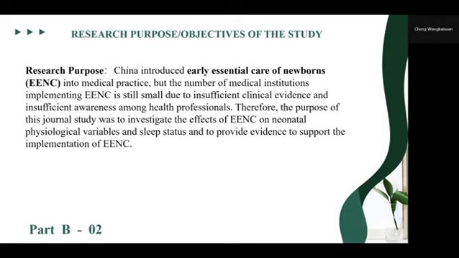Therefore, the purpose of this journal study was to investigate the effects of EENC on neonatal psychological variables and sleep status, and to provide evidence to support the implementation of EENC.